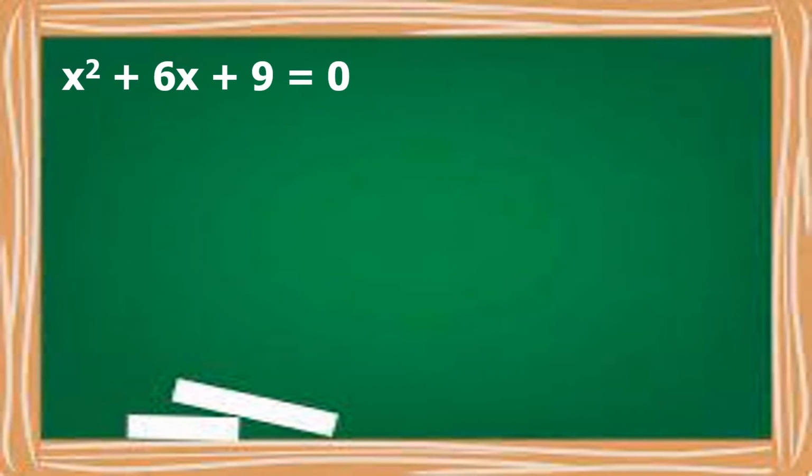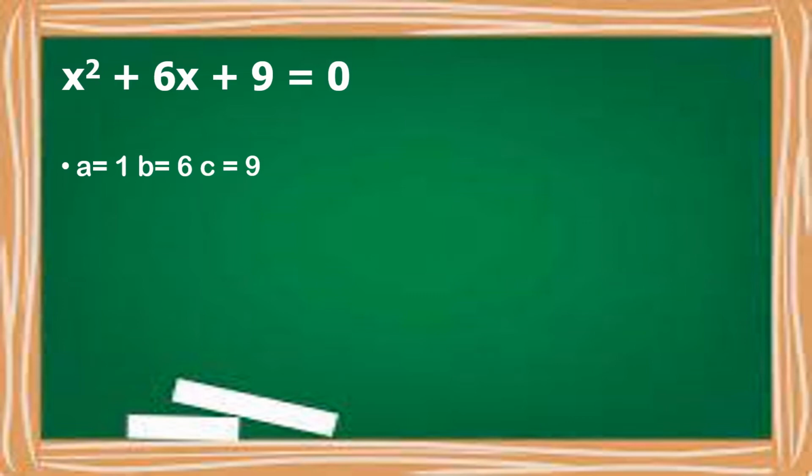Let us now have our examples. For the first one, without solving for the roots of x squared plus 6x plus 9 equals 0, let us determine the sum and the product of the roots. The first step is to write our equation in its standard form. Since this is already in ax squared plus bx plus c equals 0, we will now determine the values of a, b, and c. A is equal to 1, b is equal to 6, and c is equal to 9.